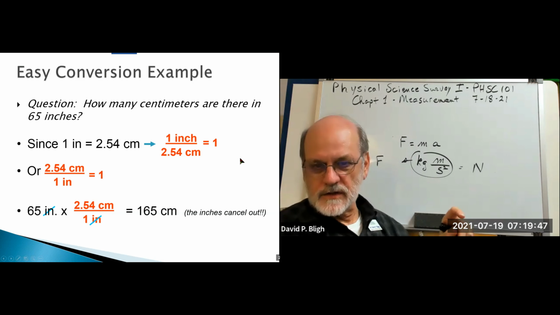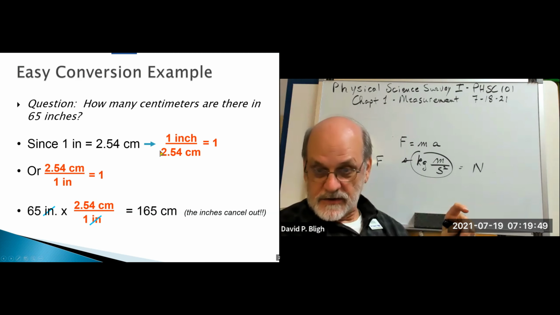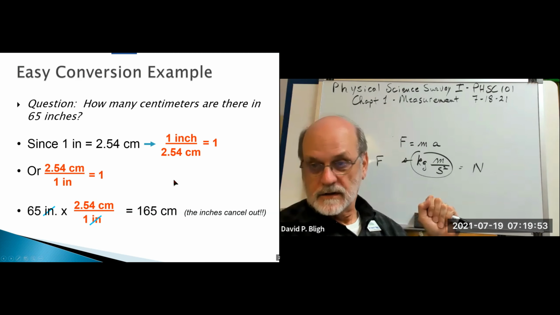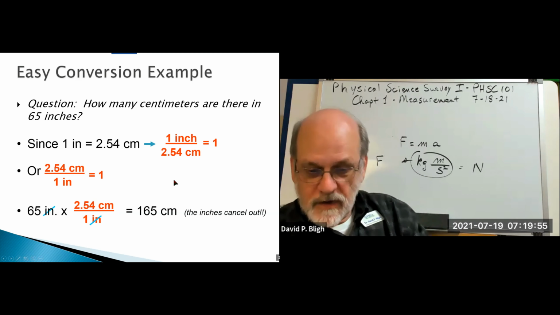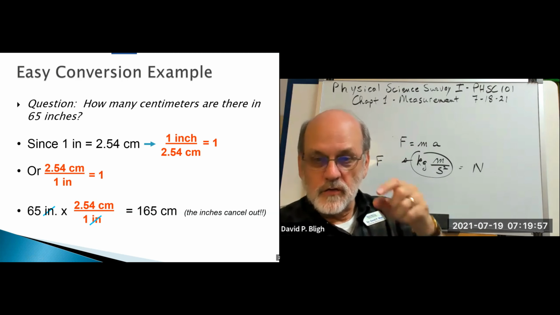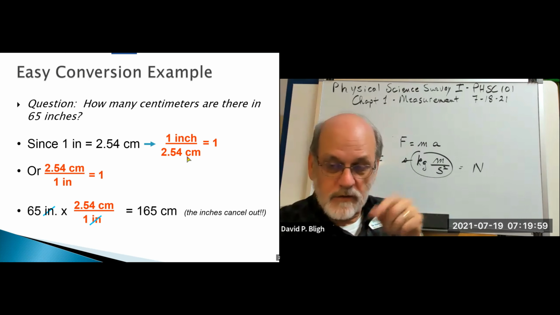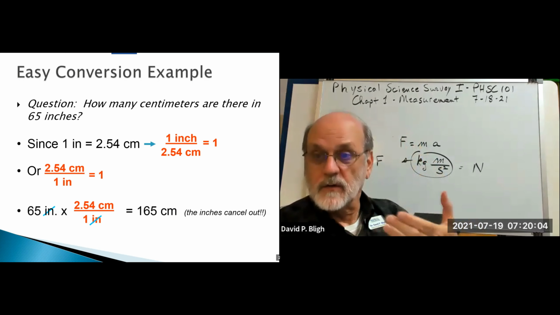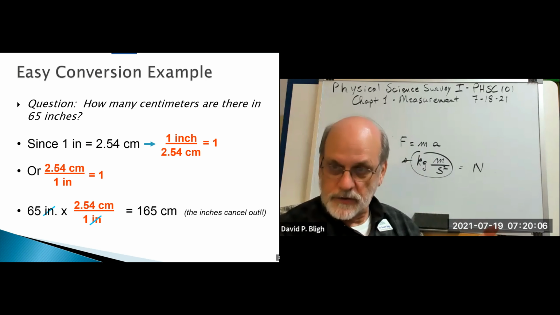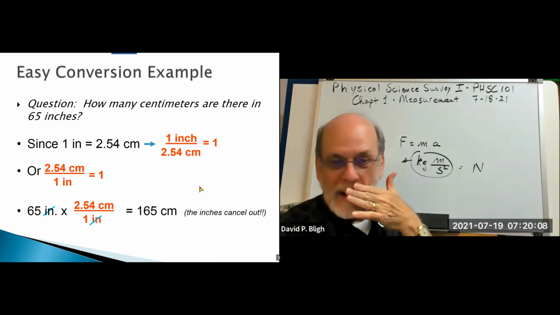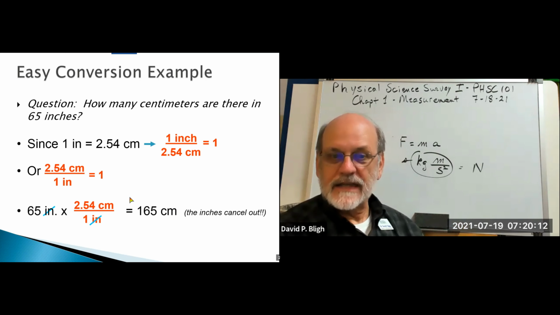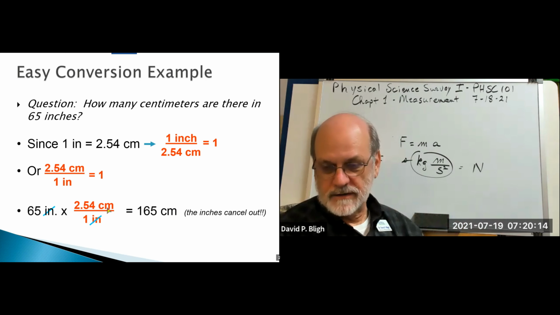2.54 centimeters is 1 inch, which means you can use that conversion factor or you can use this conversion factor. Doesn't matter. If you've got an equivalence and you write it in terms of inch over centimeters, that's equivalent to centimeters over inch because they're both equal to 1, right? So they're equal to each other. You just use the one that cancels the units that you don't want and leaves you with the unit that you do want.